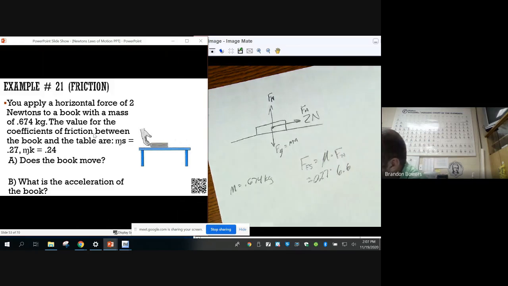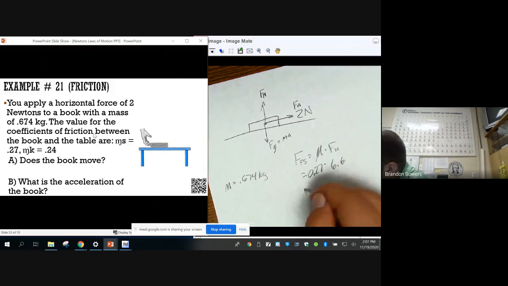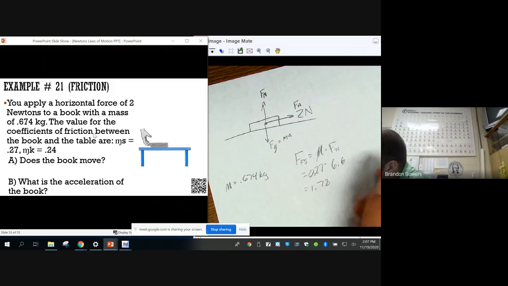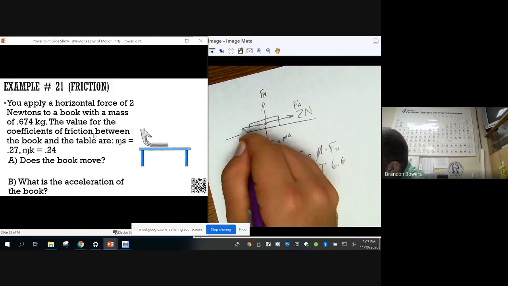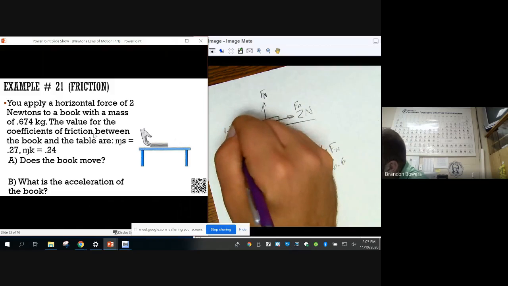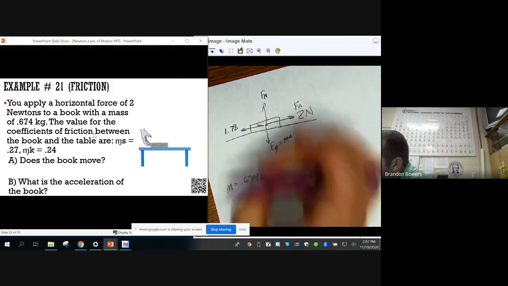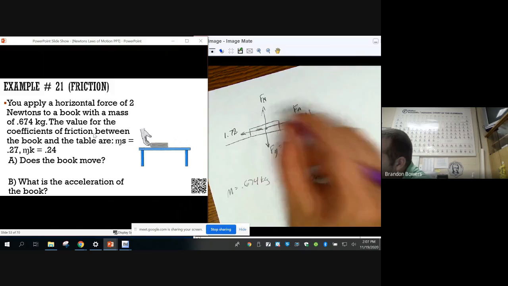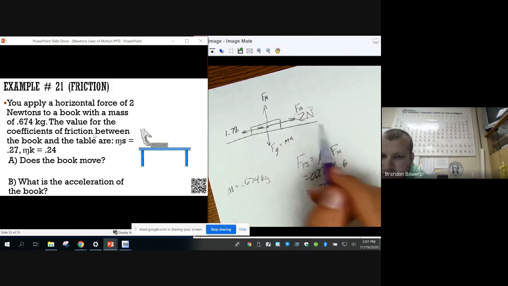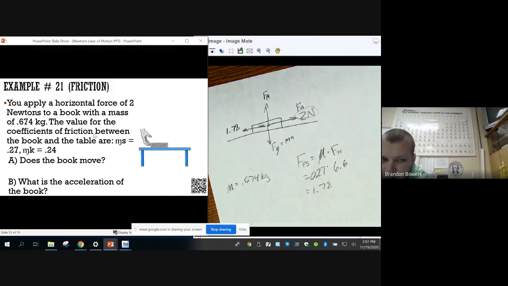All right, so if you plug that in, I got 1.78. So the force of friction is 1.78 going backwards. So will it move? Well, absolutely. My force applied was 2. That's greater than the 1.7. So yes, it will move.